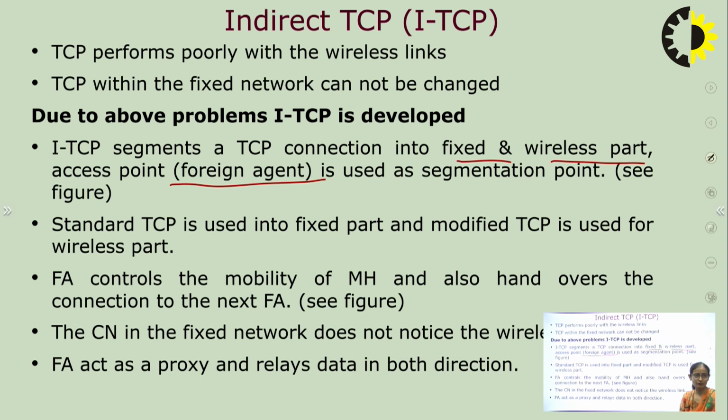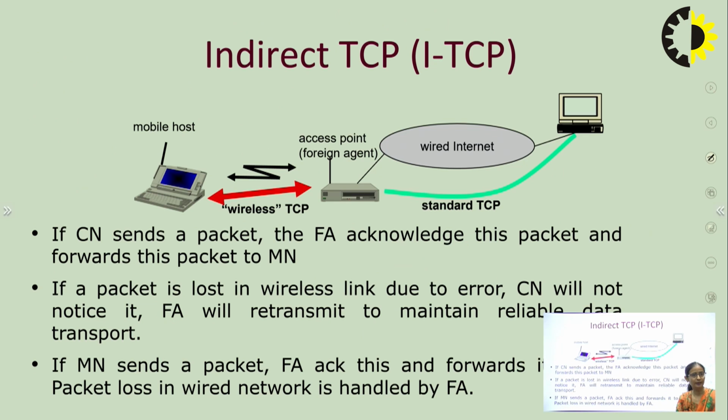Here the FA, that is the foreign agent, controls the mobility of the MH, that is the mobile node present in the wireless environment, and also hands over the connection to the next FA. The CN, that is the computer node, which is your receiver, in the fixed network does not notice the wireless link. The FA acts as a proxy and relays the data in both directions.